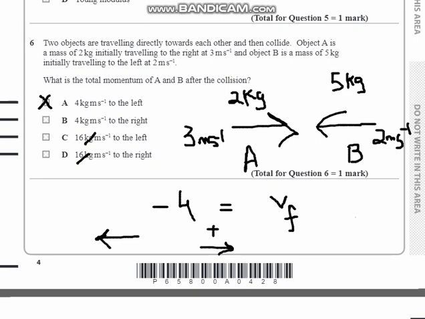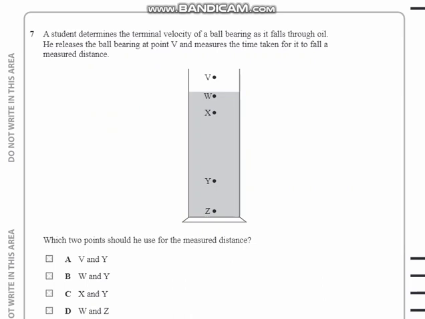Moving on to the seventh one. A student determines the terminal velocity of a ball bearing as it falls through oil. He releases the ball bearing at point V and measures the time taken for it to fall a measured distance. Which 2 points should he use for measured distance?